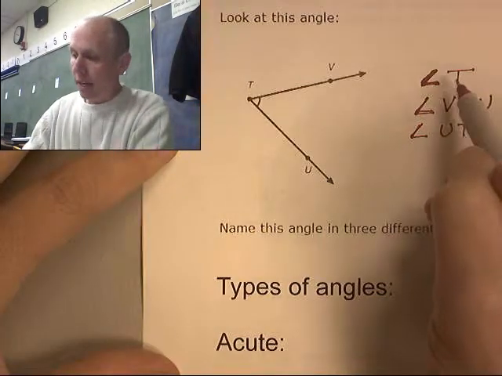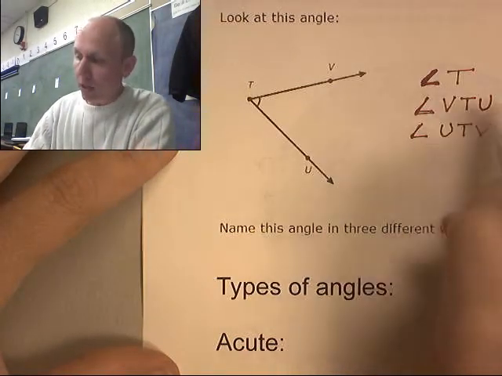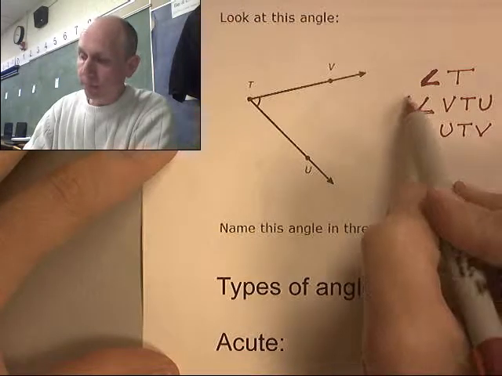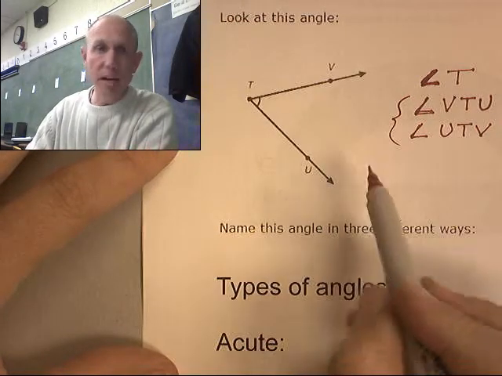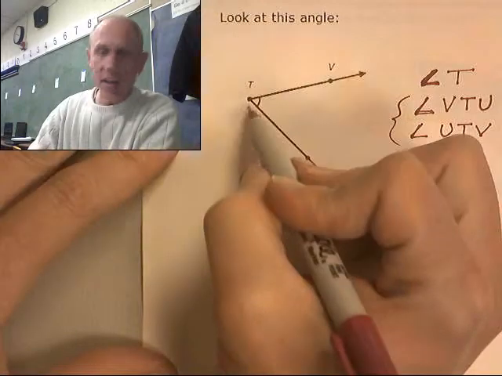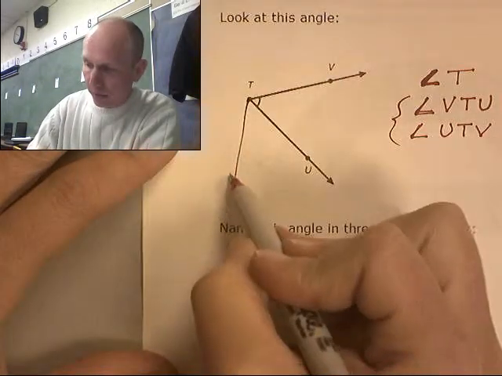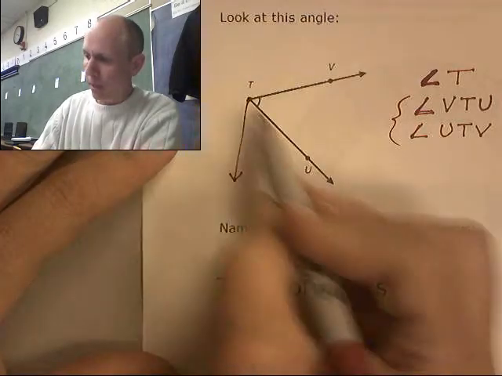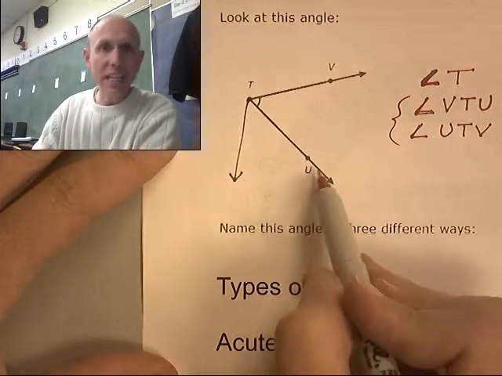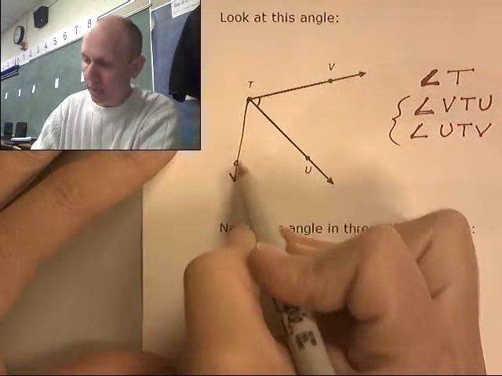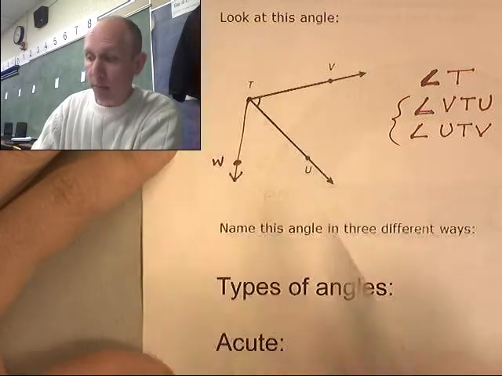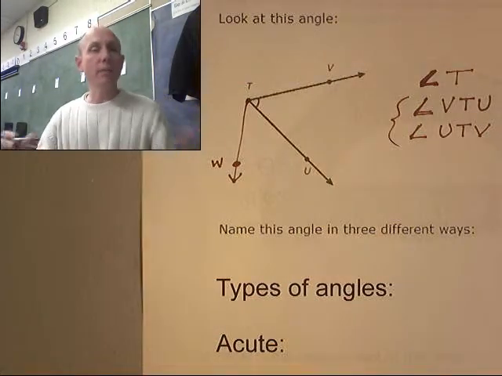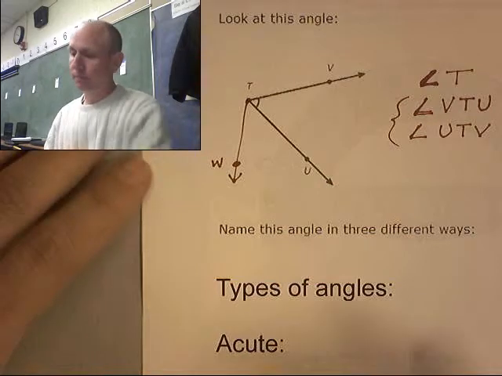Now, I know this first way seems the easiest. We're going to be using the second way because sometimes we've got a whole bunch of angles going on. Like, what about if I had a ray coming off like this? Now I couldn't just call this T. I'd have to call it like U, T, W. That way I have to have 3 points to classify it.